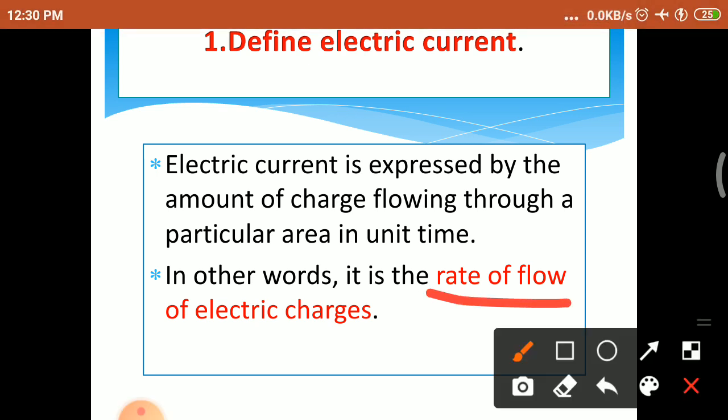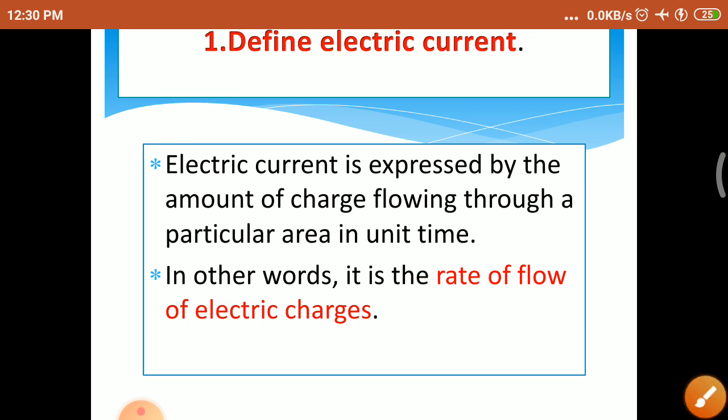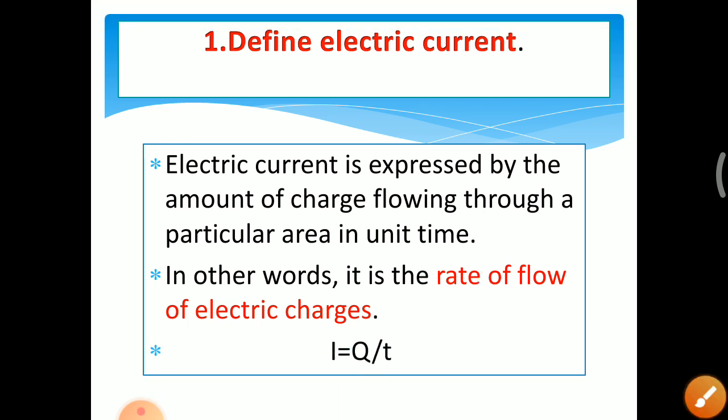You have to write this sentence: the rate of flow of electric charge. The rate represents time. And the equation is I equal to Q by T, where Q is the charge, T is the time.